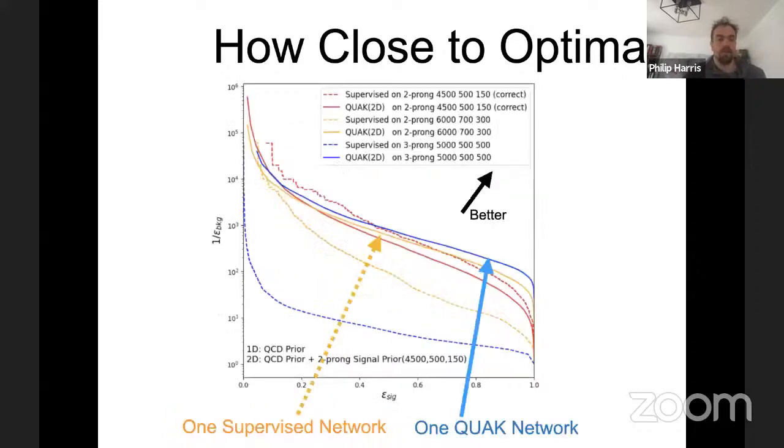The big advantage of this is that now if you go to spaces that are different, so imagine you train your Quack space on a single signal, but you want to look, let's say, for a different kind of signal, like a three prong, the performance stays the same. So these solid lines are different performances with one Quack algorithm and different signal models. If you tried to do supervised training, you would get these dashed lines, right? So it would work on the same model. That's what this red dashed line is. But if you use a different model, the performance quickly degrades to nothing. So the strategy here is that the latent space embeds your physics.